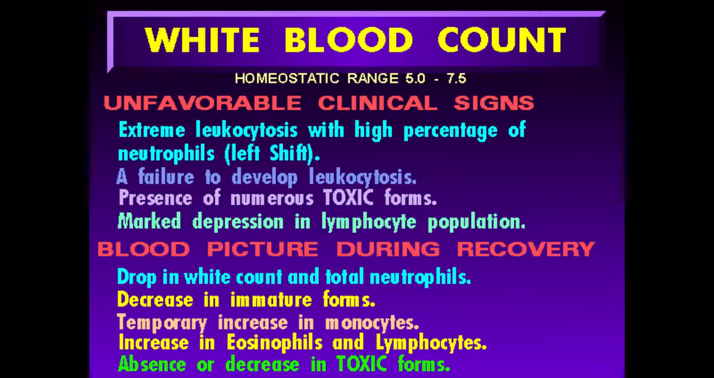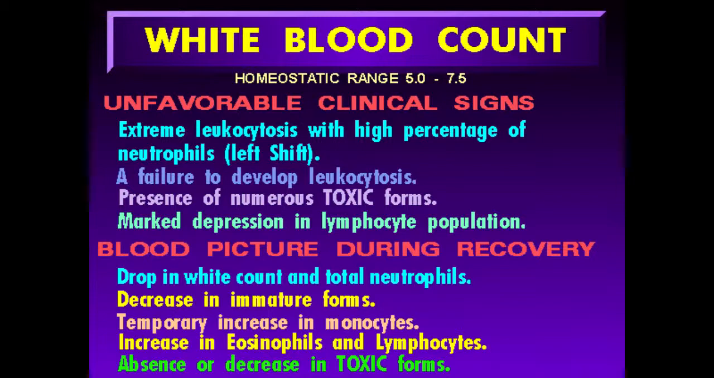Unfavorable signs on a white blood count and differential seen during an infection are extreme leukocytosis with a high percentage of neutrophils, a failure to develop leukocytosis, a presence of a high proportion of immature cells, the appearance of numerous toxic cell forms, and last, a marked absolute reduction in the lymphocyte population.